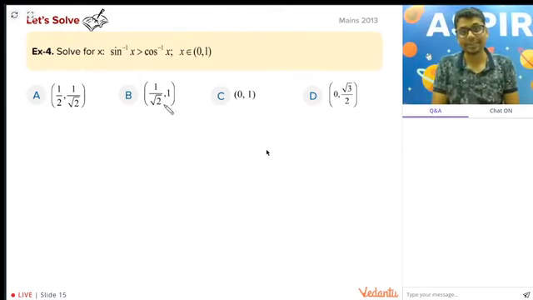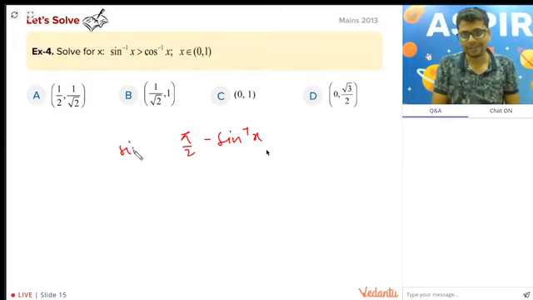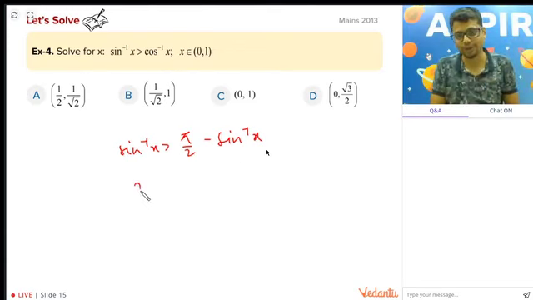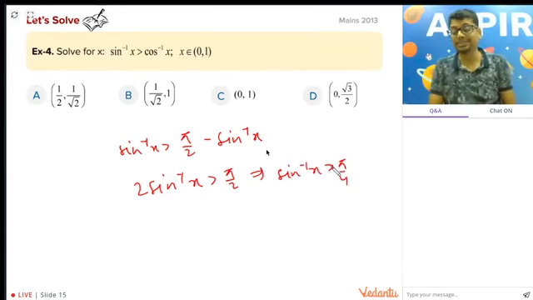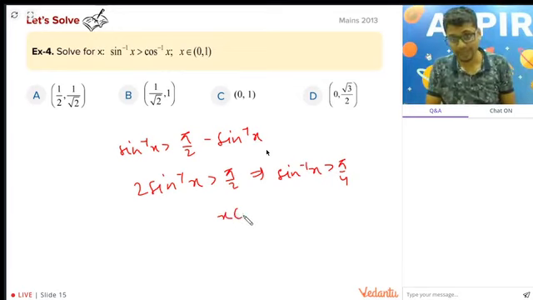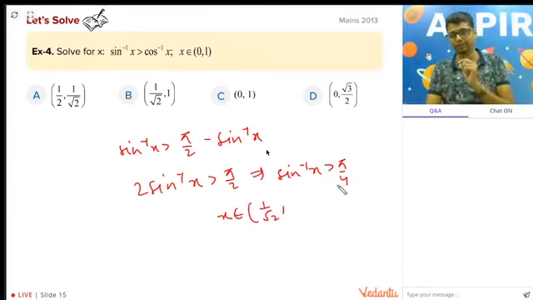So yes, sine inverse x greater than cos inverse x, right? Convert anyone. We may go for converting this. So it becomes what? Sine inverse x greater than pi by 2 minus sine inverse x. So it becomes what? 2 sine inverse x greater than pi by 2. So sine inverse x greater than pi by 4. Now sine inverse x is greater than pi by 4. X will be what? 1 by root 2, because sine inverse 1 by root 2 is pi by 4.